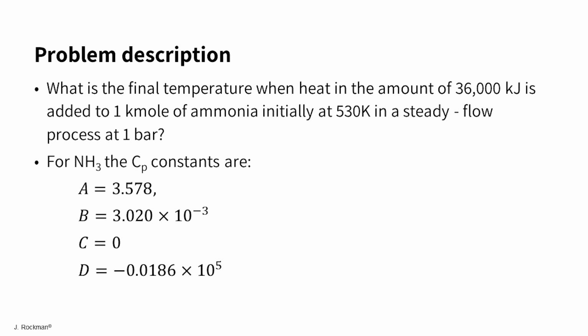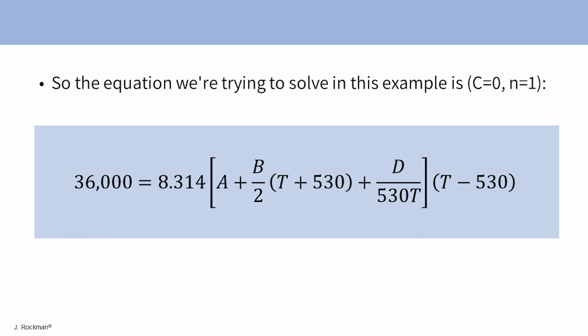For NH3, A equals 3.578, B equals 3.020 times 10 to the minus 3, C equals 0, and D equals minus 0.0186 times 10 to the 5. So for our example, we're solving the following equation. Recall C equals 0 and N equals 1 in this example. 36,000 equals 8.314 times brackets A plus B over 2 T plus 530, close brackets, plus D over 530T, close the big brackets, all this times T minus 530.